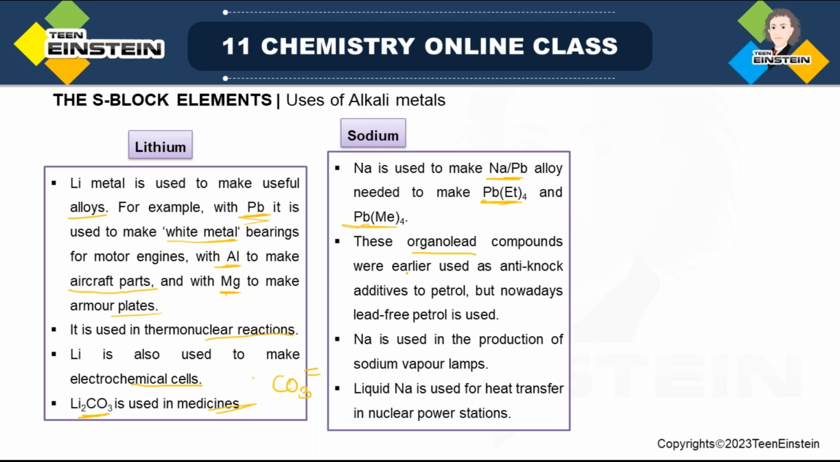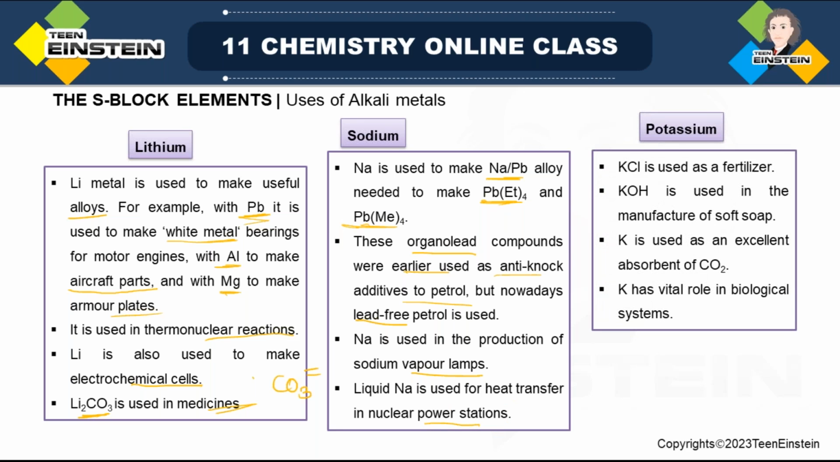These compounds are not used nowadays, but earlier they were used as anti-knock additives to petrol. So they are added to fuel as anti-knock additives. Details we don't need to know, just remember these are added to fuel for its maximum efficiency. But nowadays it is not used, lead-free petrol is used. Sodium is also used in the production of sodium vapor lamps, and liquid sodium is used for heat transfer in nuclear power stations. What about potassium?